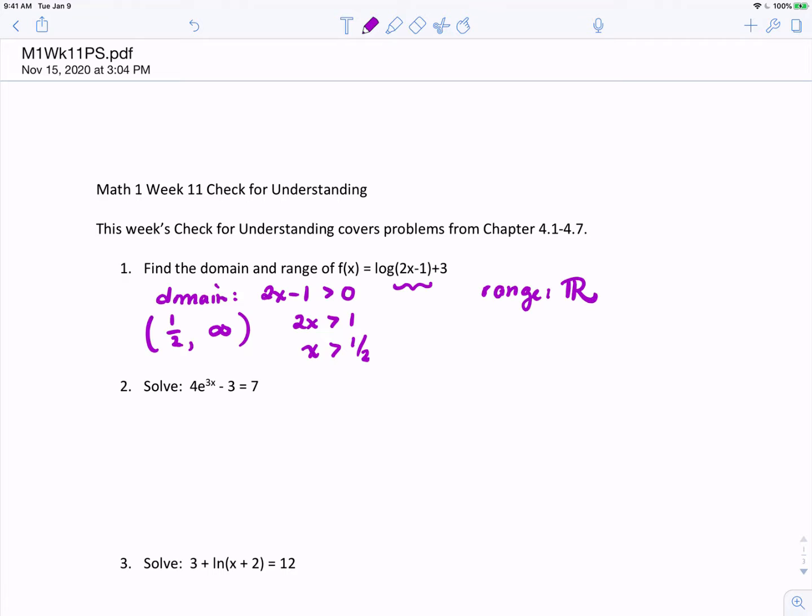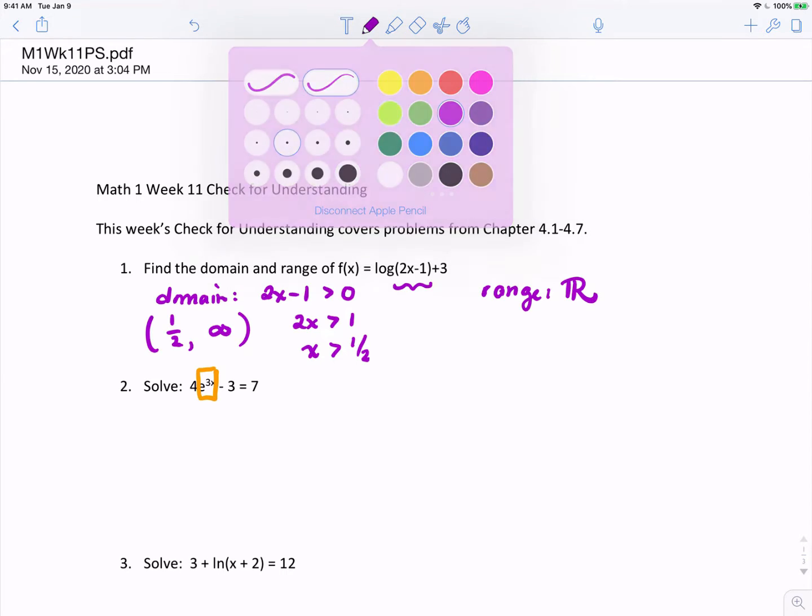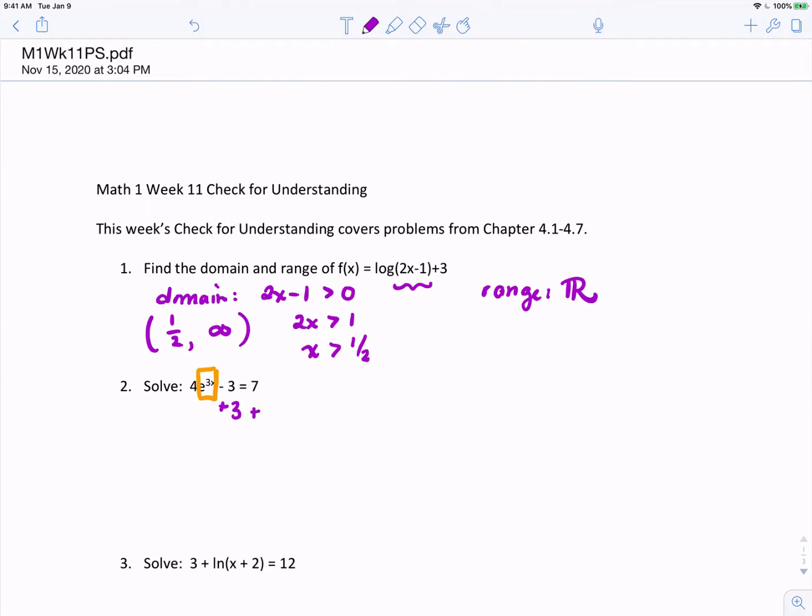Here's an exponential equation to solve. To solve an exponential equation, we need to make sure that the base is isolated. So we need to get rid of the 3 and we have to get rid of the 4. People often remember to get rid of the 3 by adding it to both sides, but they sometimes forget that the next step is to then divide both sides by 4 so that the base is by itself. So e to the 3x is equal to 10/4, which you could reduce or make into a decimal.